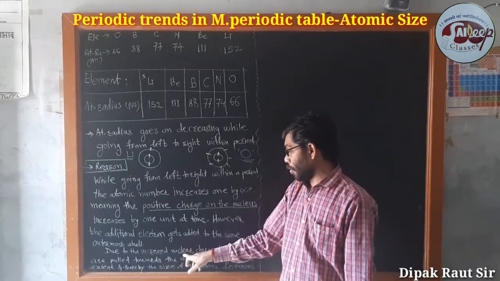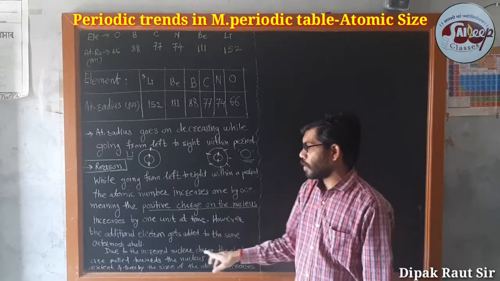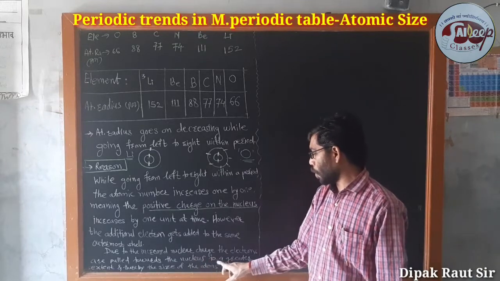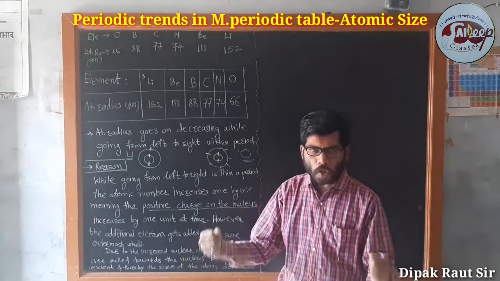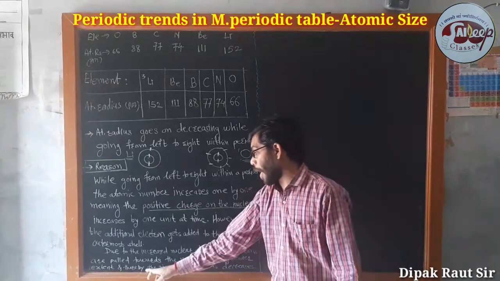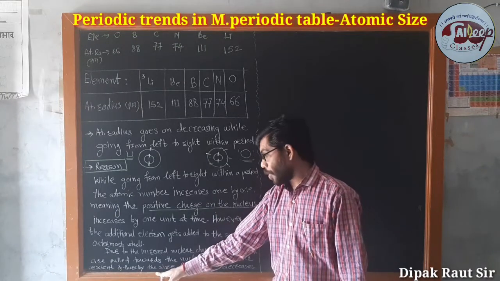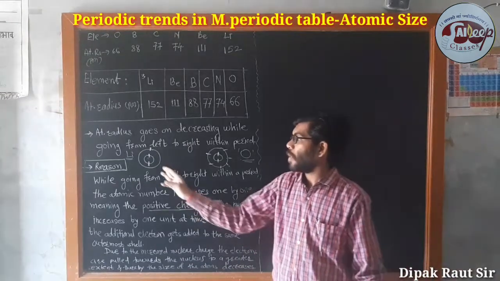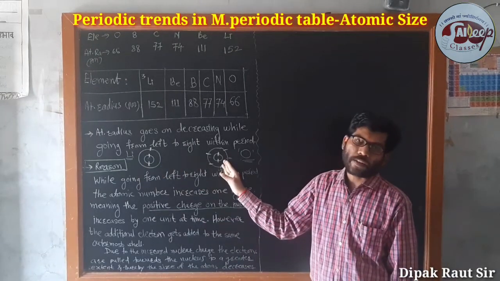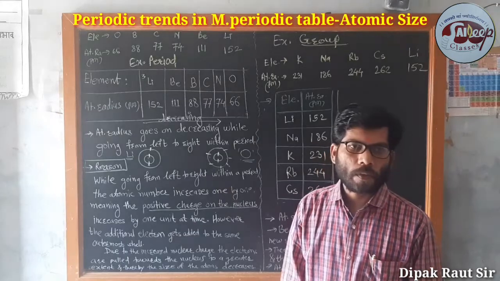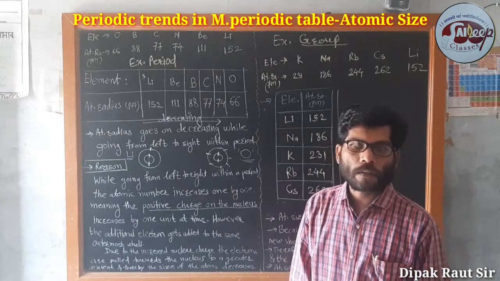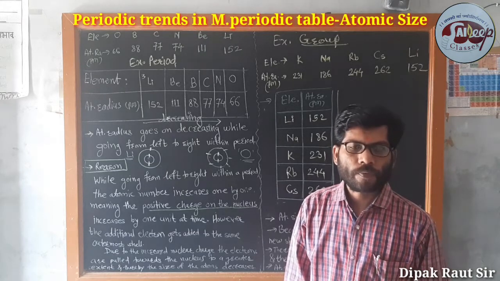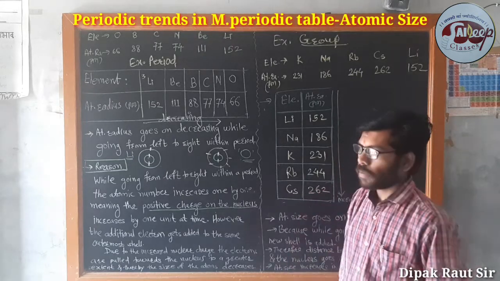Due to the increased nuclear charge, the electrons are pulled towards the nucleus to a greater extent, and therefore the size of the atoms decreases from left to right. Listen carefully. Now, we take the example of elements in the same group for comparing the atomic size.